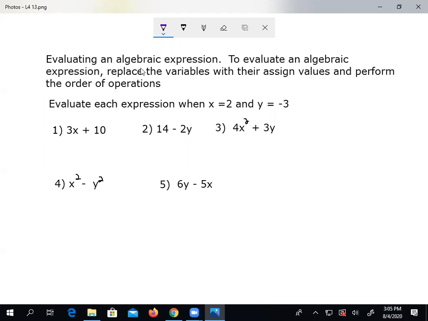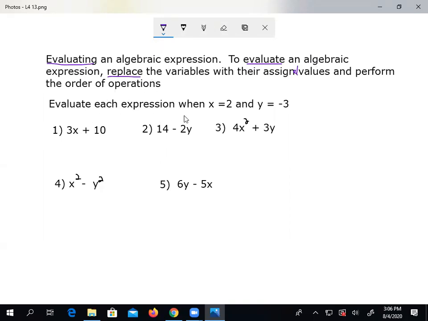So evaluating an algebraic expression. Evaluating is just another word that means work out. But a lot of times evaluating comes when there's variables present, those letters. So to evaluate or to work out an algebraic expression, what we want to do is replace the variables with their assigned values, and perform the order of operations.